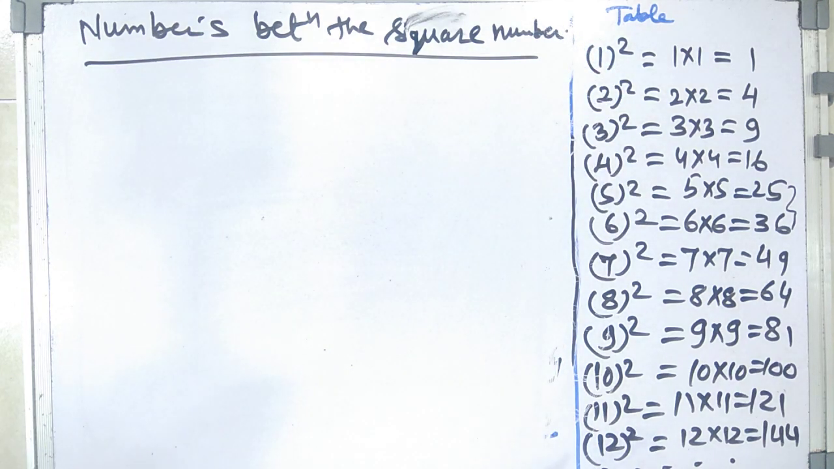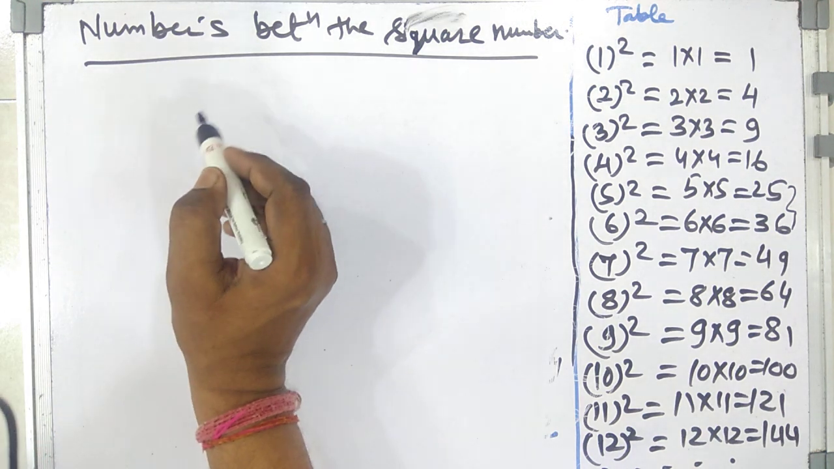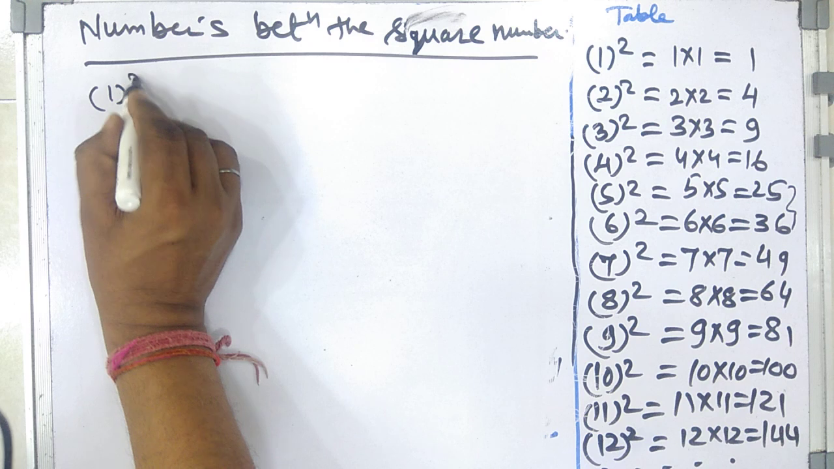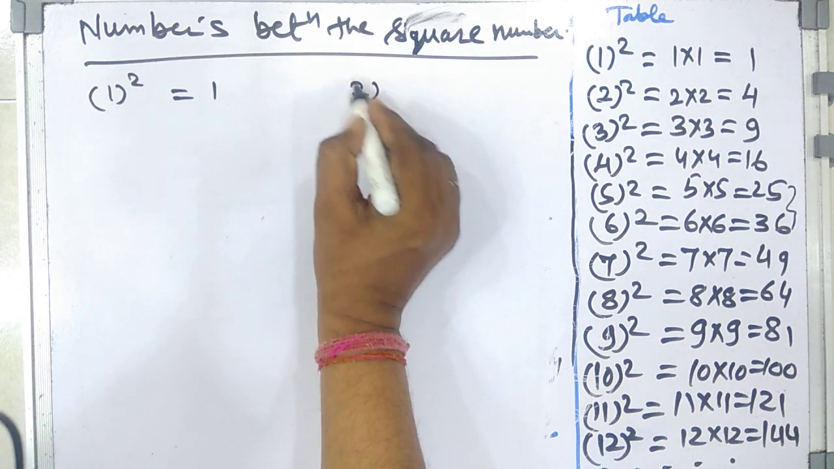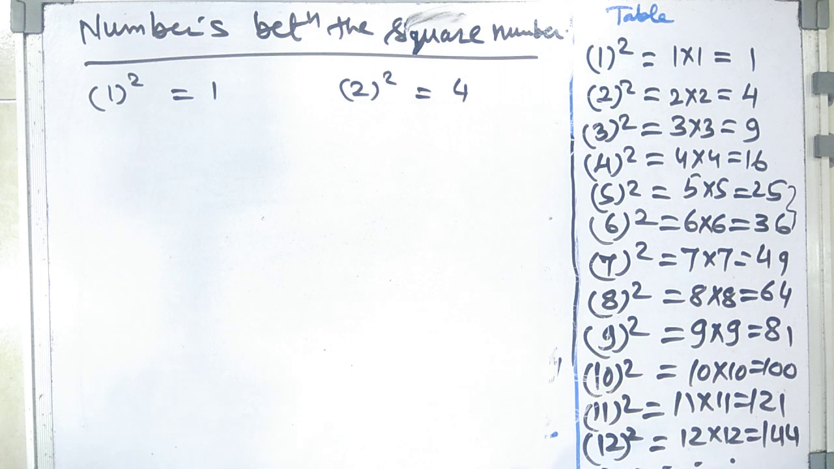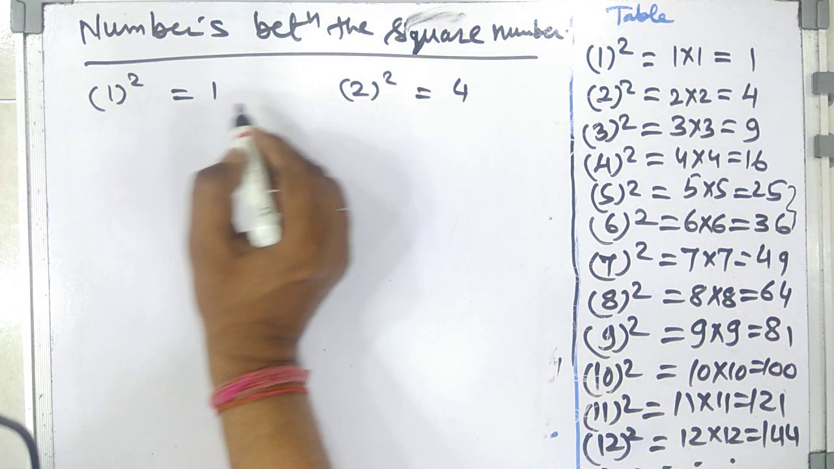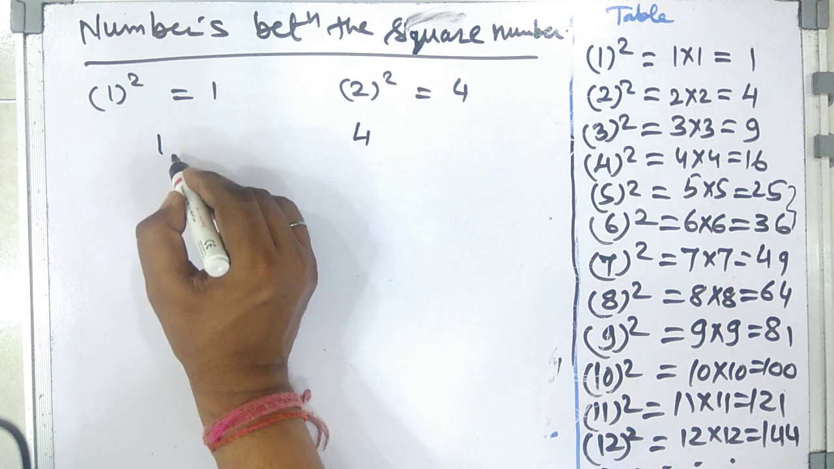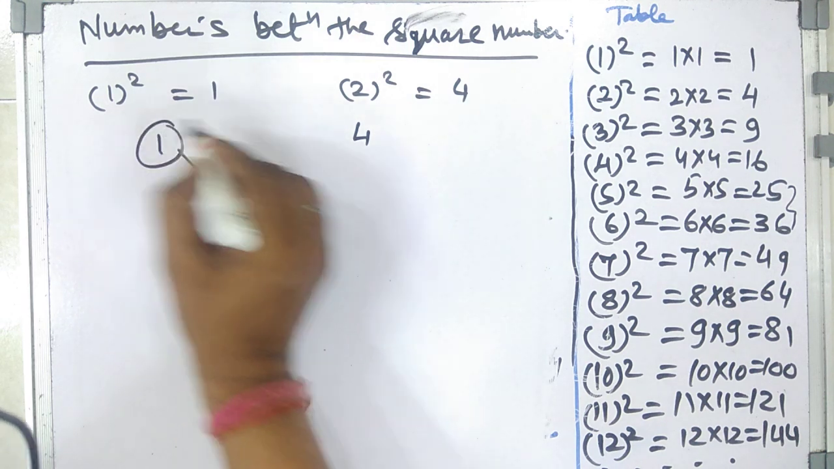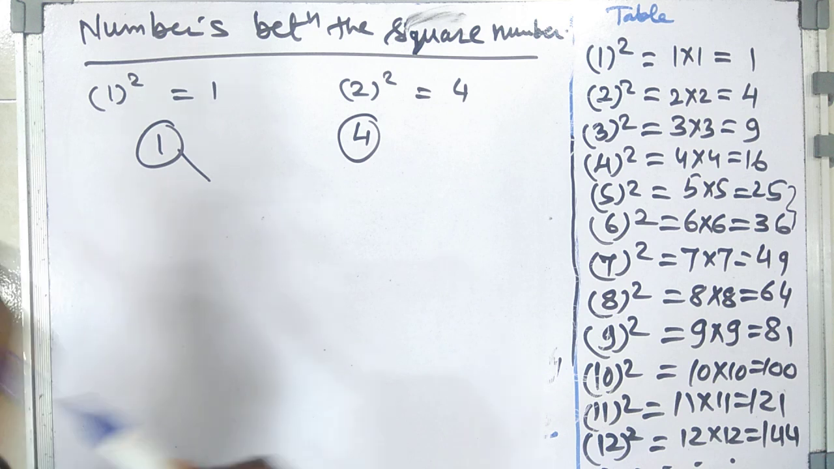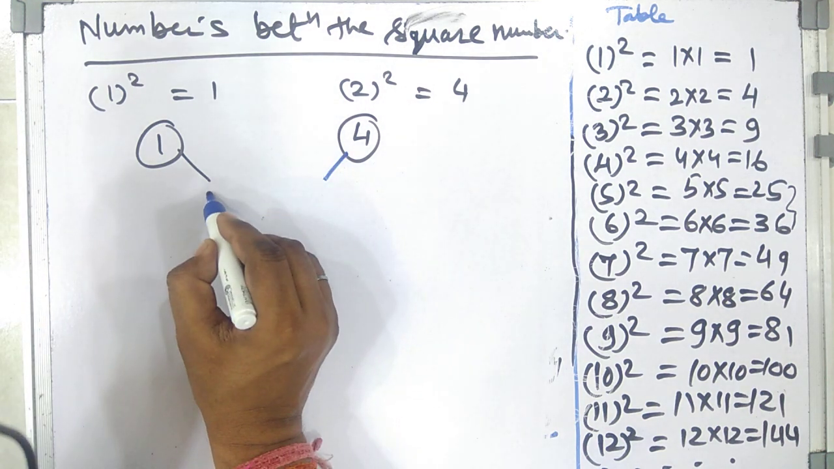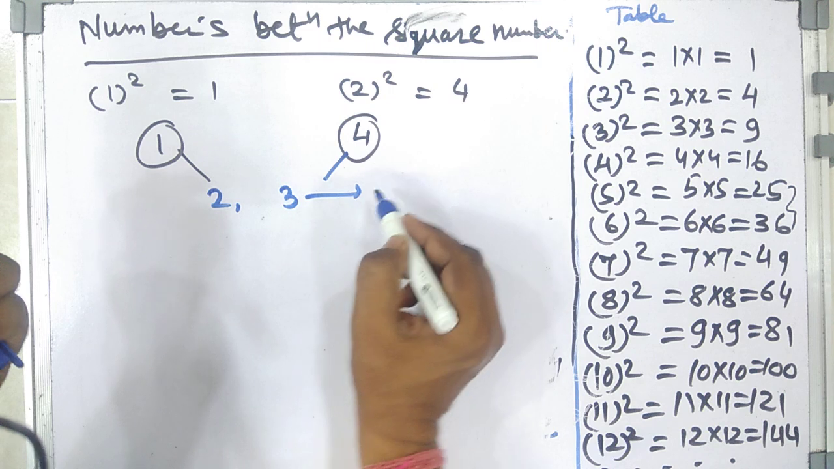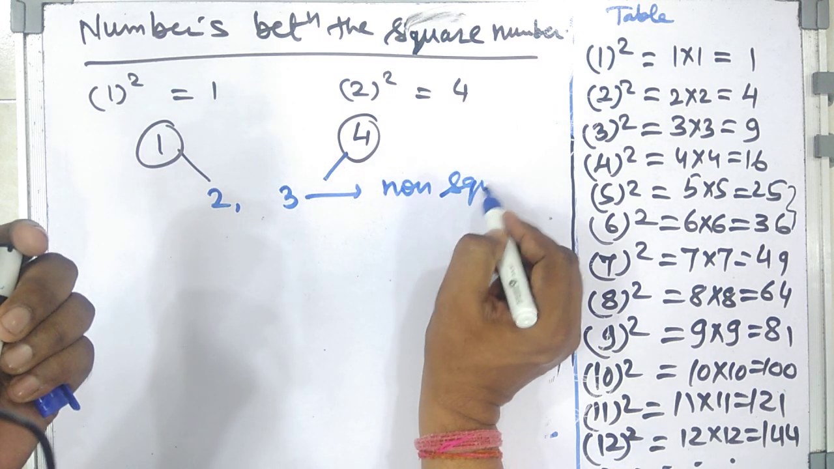So students, two non-square numbers between the two square numbers. Observe that, students. 1 square is equal to 1 and 2 square is equal to 4. It means between the square numbers 1 and 4, there are two non-square numbers, 2 and 3. These are the non-square numbers.